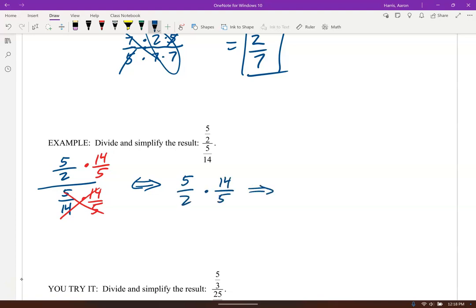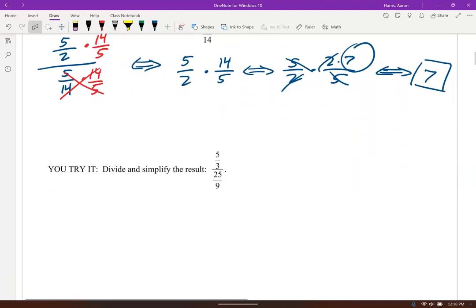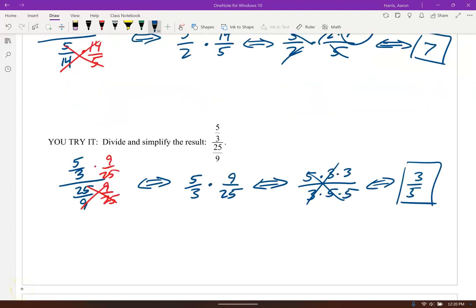And let's go ahead and factor the 14. 2 and 7, and the 5, of course, is 5. So 5 over 5 cancels. 2 over 2 cancels. Looks like we're left with just a 7 on this one. I want you guys to do that next one and go ahead and type that in your solution on that one. Make sure you check your work on that one.